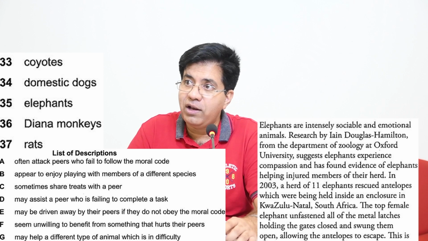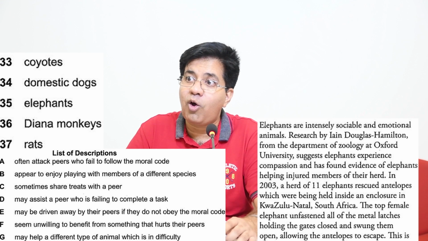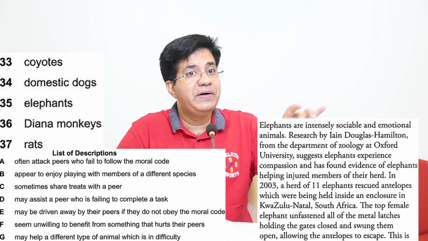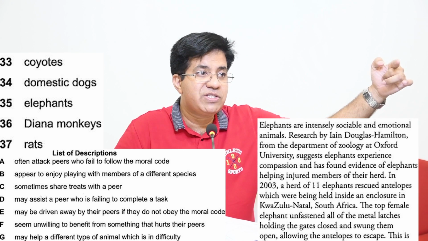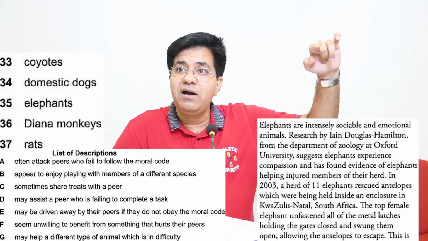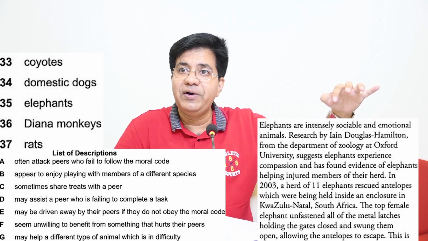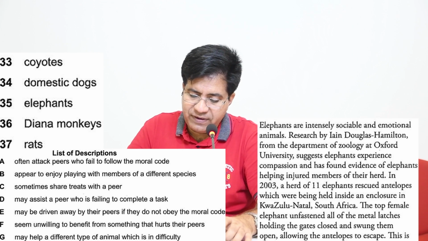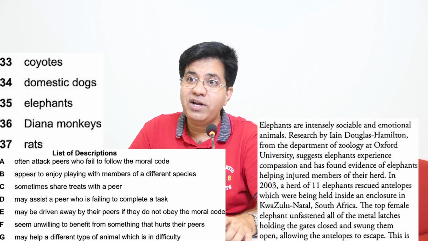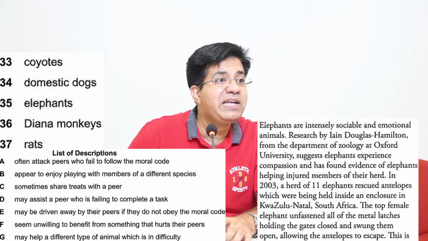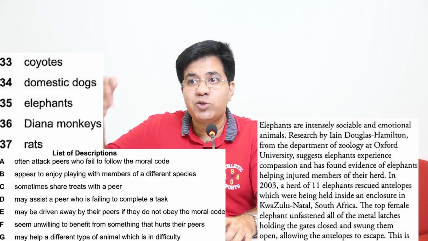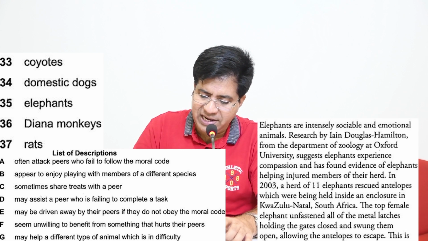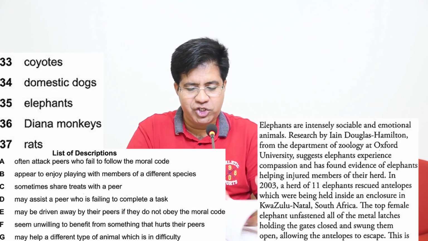Okay? Now just wait. You should read it all. Otherwise you will end up writing a wrong answer. Right? They help the members of their herd. Now they don't help other species. They help the member of their herd. Elephants live in a herd. Right? So, in 2003, a herd of 11 elephants rescued antelopes. What is antelope? It's another animal. So 11 elephants rescued antelopes which were being held inside an enclosure.